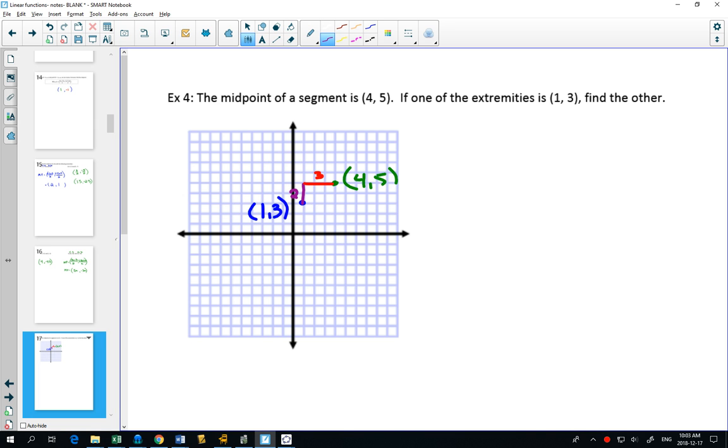If I did that again, if I went up 2 again, and over 3 again, does that seem reasonable that the other point would be the midpoint? If I went up 2 and over 3 again, where would I end up? Okay, I'd be at 7, thank you. Over 3 would get me to 7. Up 2 would get me to 7 as well.